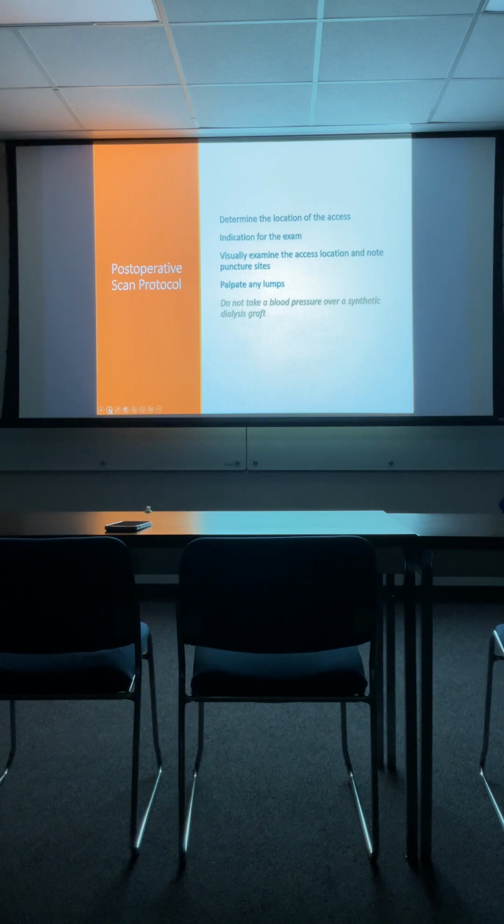The next thing we're going to do is determine the indication for the exam. What are they looking for? What are the potential problems that you should be aware of? Then we're going to visually examine the patient, look for the puncture sites on the patient's arm, look for any lumps, palpate those lumps. If they're pulsatile, could be a pseudoaneurysm. These are all things that you're going to be looking for.